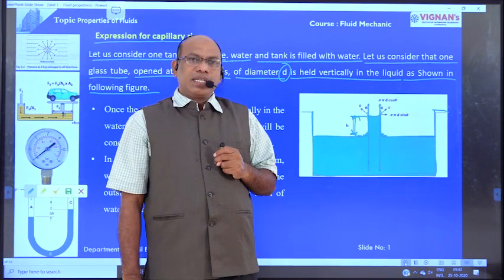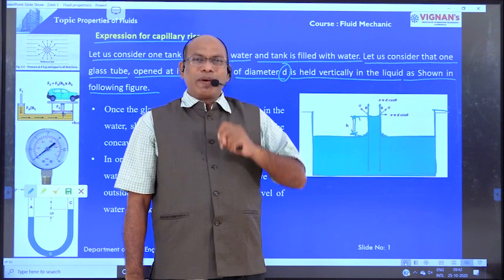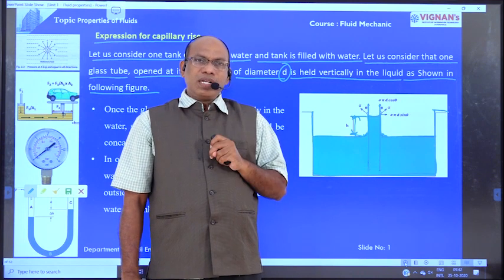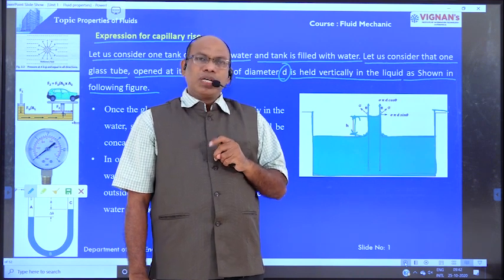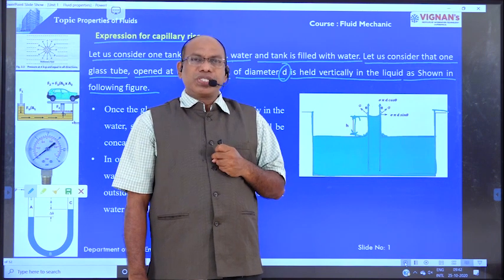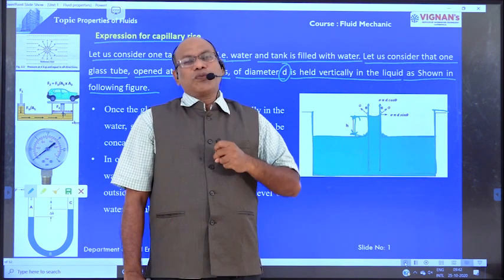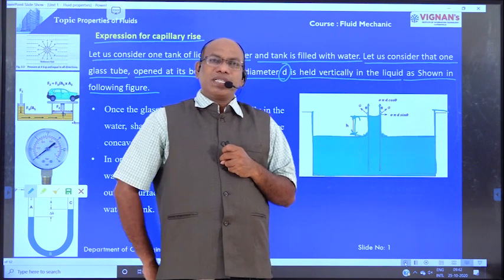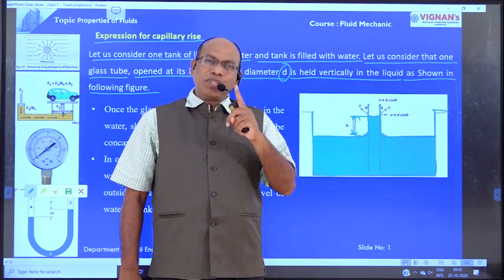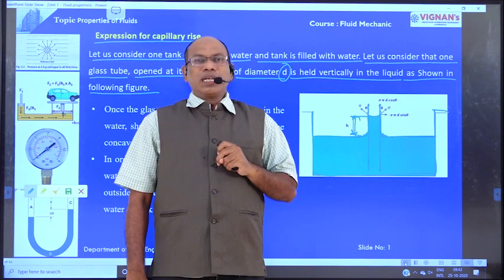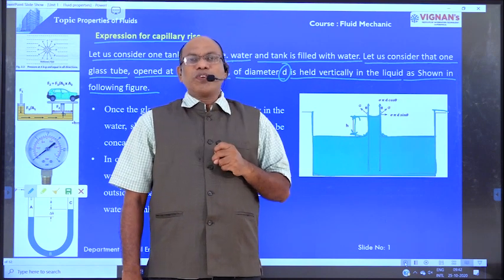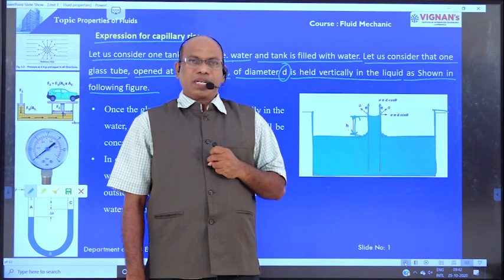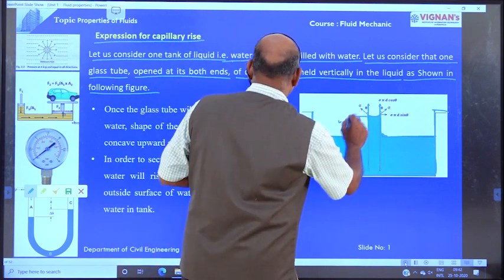Capillarity rise depends on three parameters. One, the diameter of the glass tube; second, the surface tension; and third, the density of the liquid. These three points are very important. Capillarity depends on the density of the liquid, the diameter of the glass tube, and also the surface tension of the liquid, right?